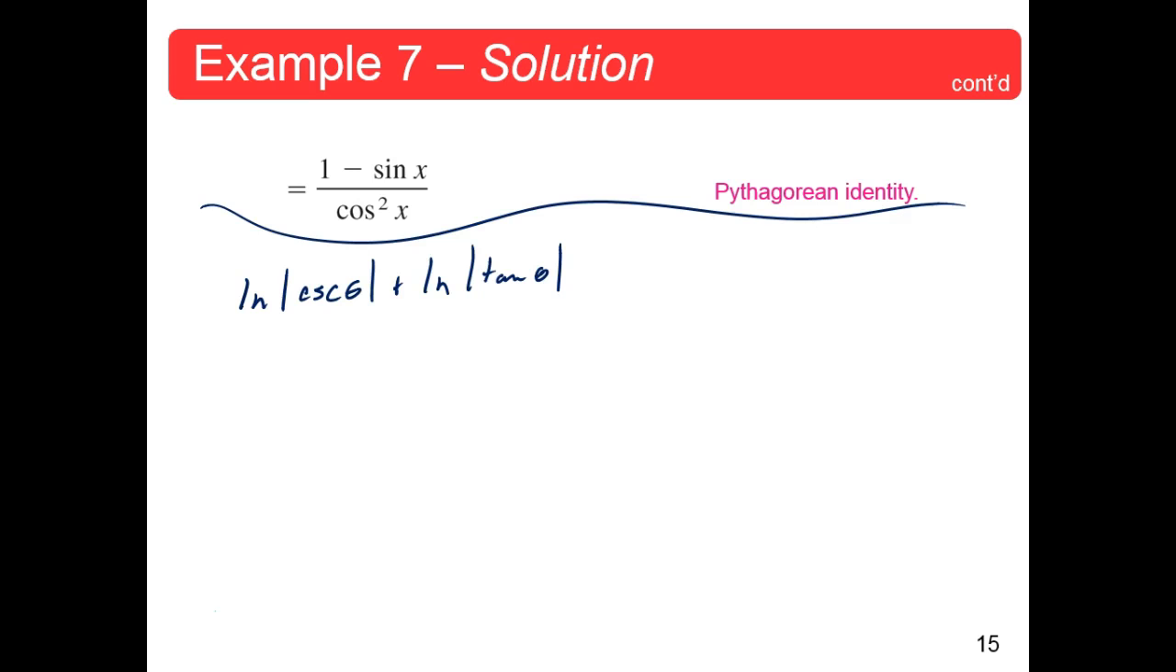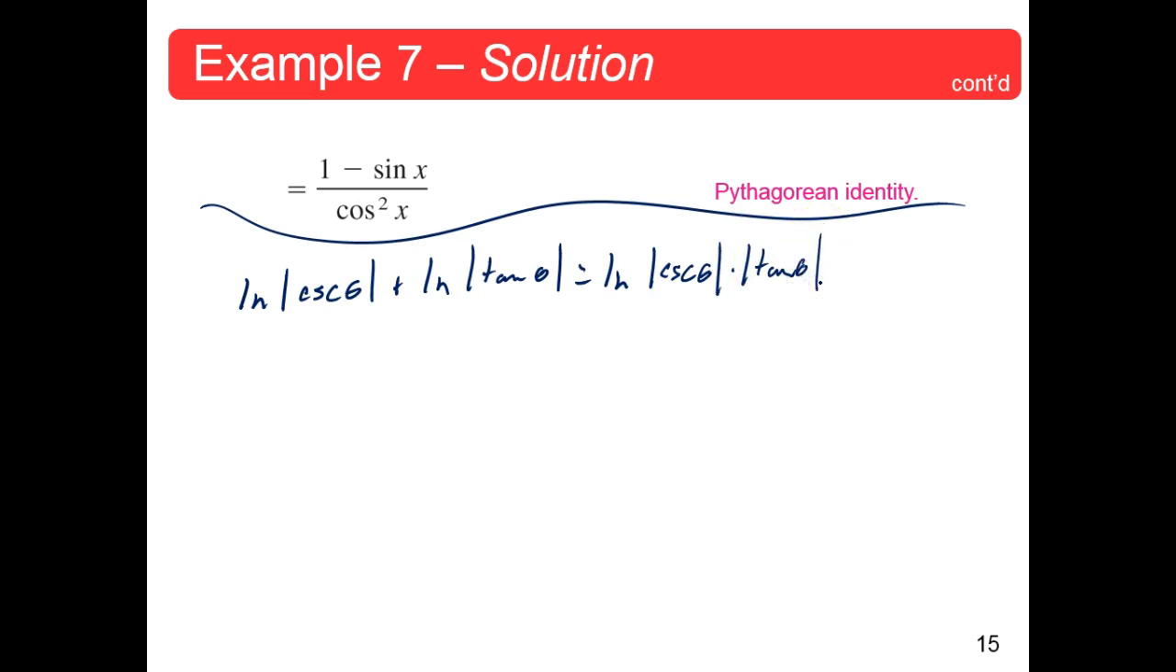So with that now, we're doing this backwards. We have the sum of two logs. What does that yield? It would be sort of like what I just said. The log of a product is the sum of the logs. So the sum of the logs is the log of the product. So this would be the same as the ln of cosecant theta times tangent theta.